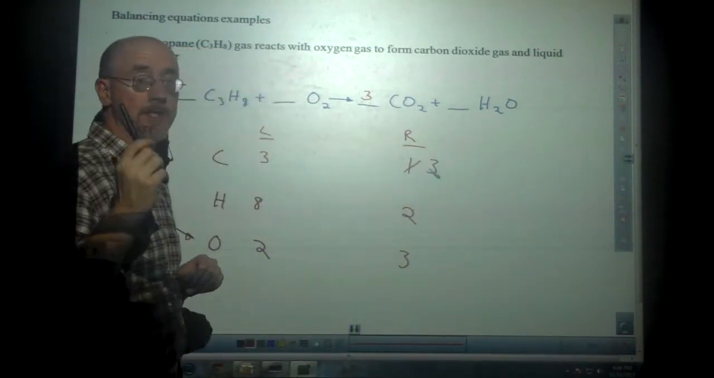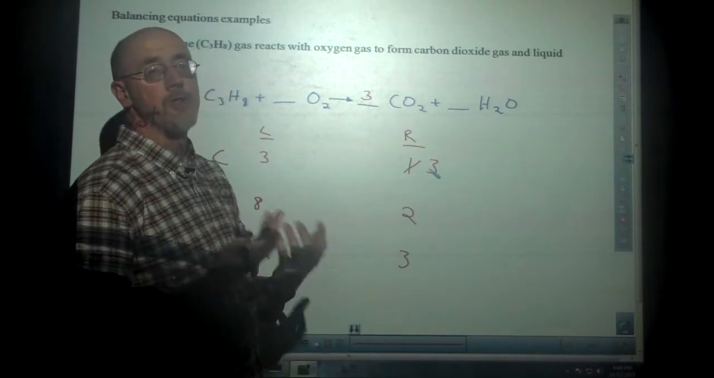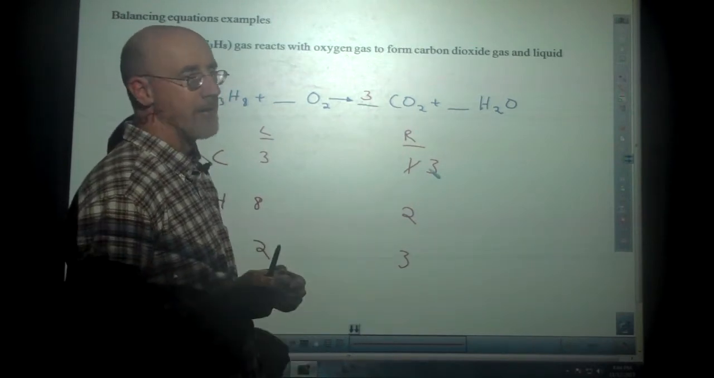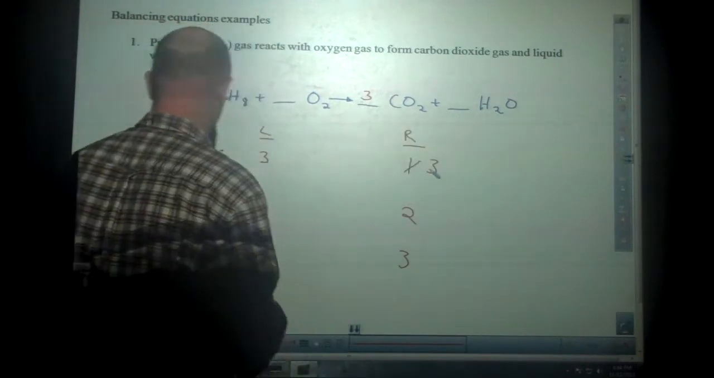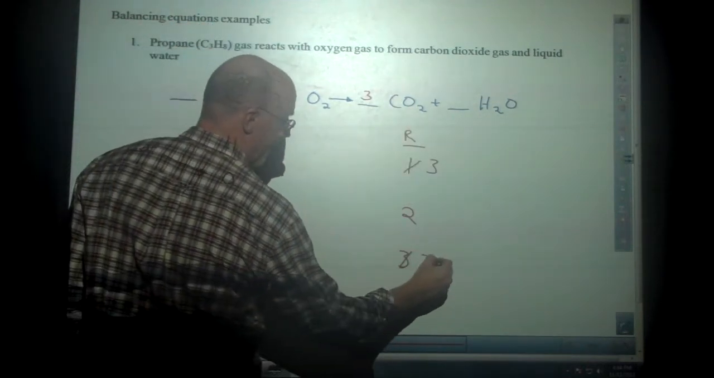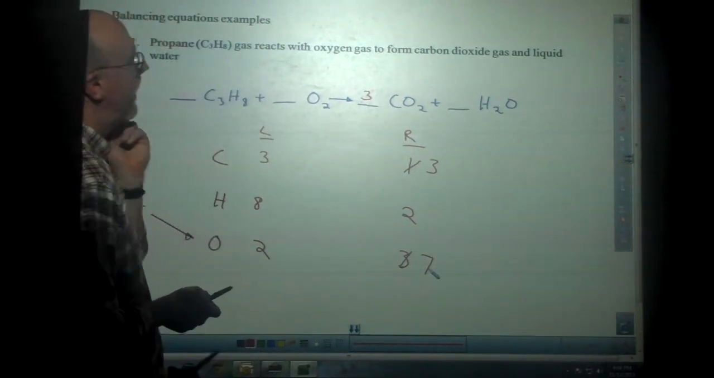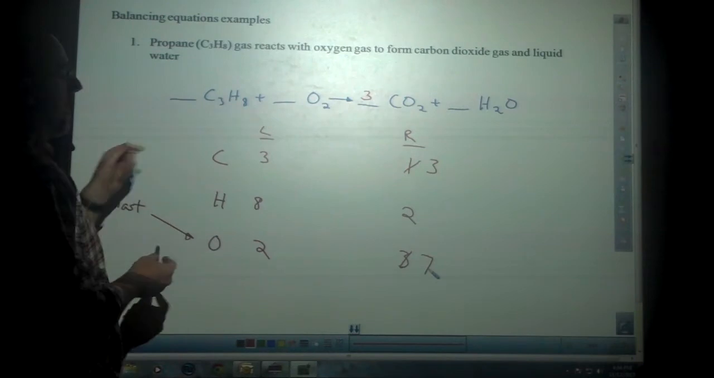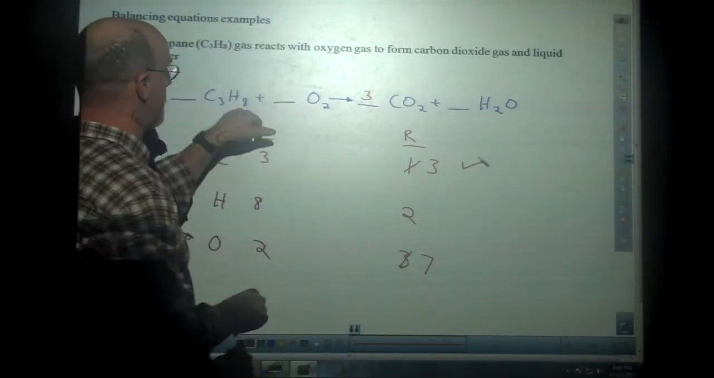The key now is, and this is a common mistake, people will just add 3 to the oxygens. You've got to make sure you do a total recount. So 3 times 2 is 6, plus 1 is 7. So now we have 7 oxygens. That's probably the most common mistake. So carbon's balanced, 3 and 3, yep. Hydrogen, 8 and 2.